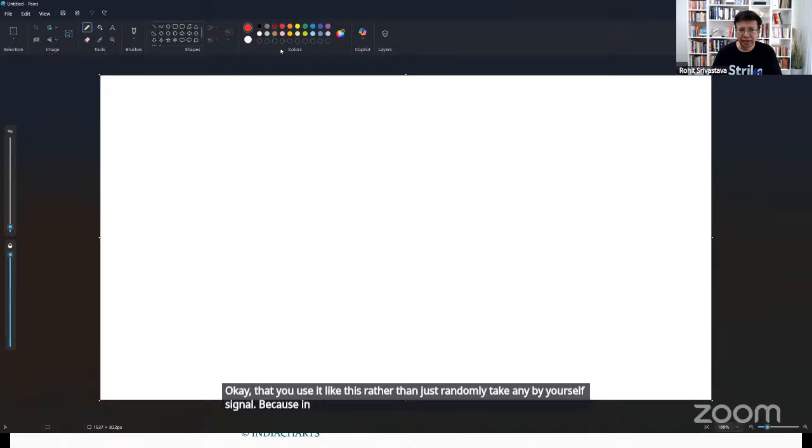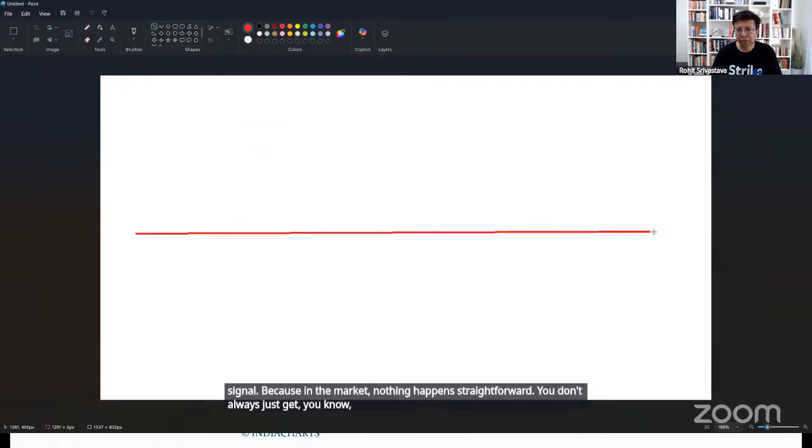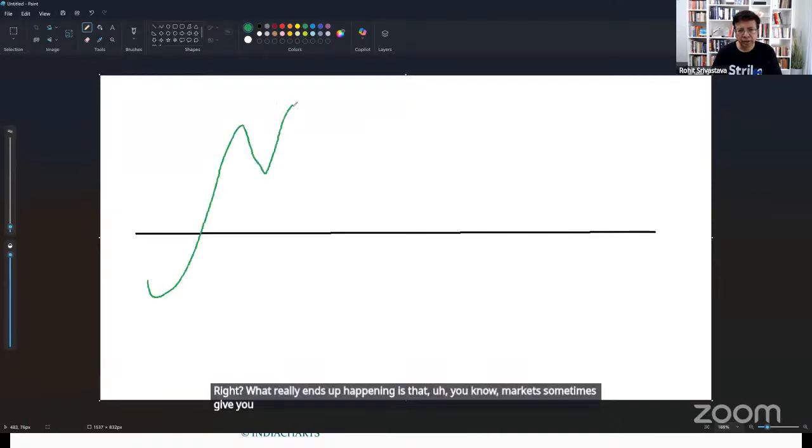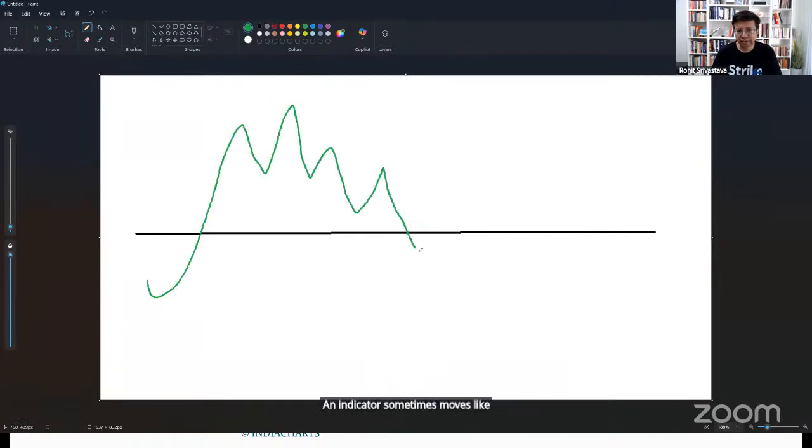Because in the market, nothing happens straightforward. You don't always just get a signal right where you expect it. That doesn't happen. Right? What really ends up happening is that the market sometimes gives you an indicator, sometimes moves like this. And so when it moves like this, you got a buy signal here, which is nice and clean. But here you have sell, buy, sell, buy, sell, buy.